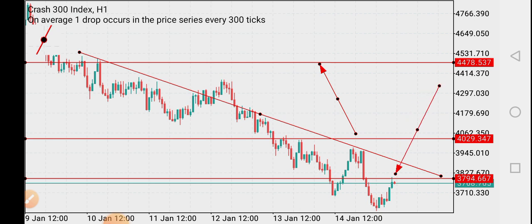Okay, so that is it, guys. How is it? It's very easy if you understand price action. That is why we keep talking about price action. It's what you really need to learn and understand as a professional trader.